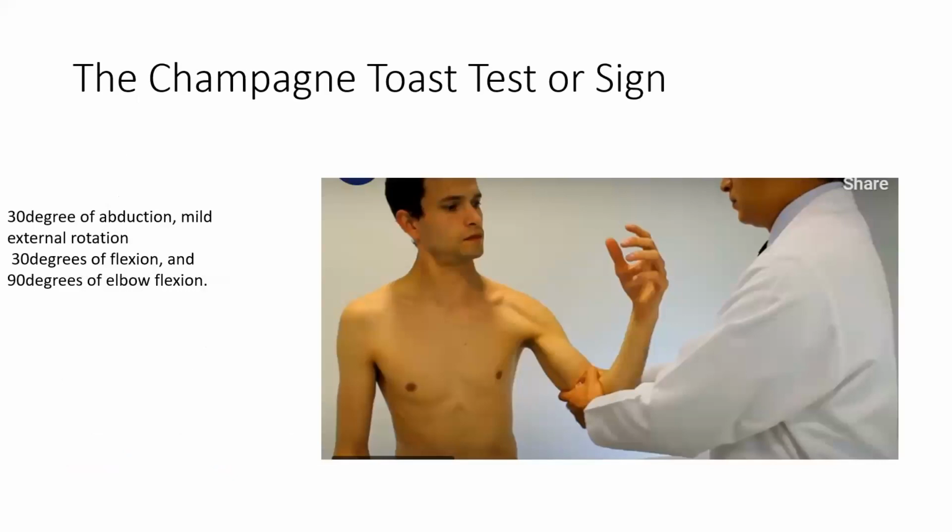And the champagne toast test, or sign, where as you can see, the patient's arm is held in 30 degrees of abduction with mild external rotation, 30 degrees of flexion, and 90 degrees of elbow flexion. We try to push down the arm while holding just above the elbow of the patient, and the patient is asked to resist. Not being able to resist or the arm going down is considered positive.